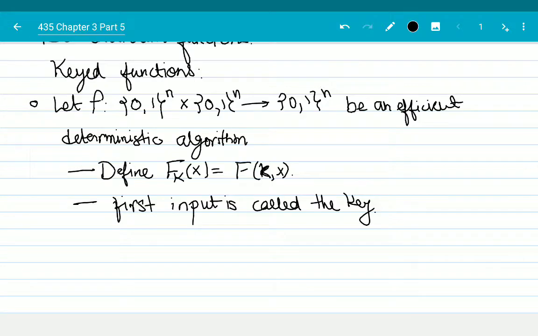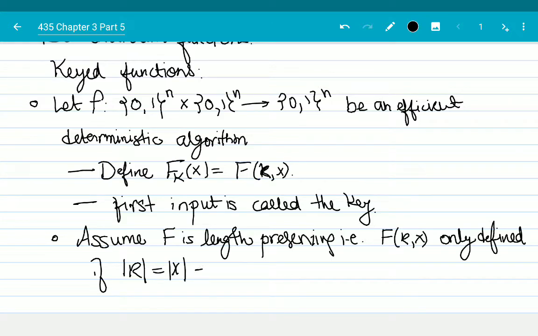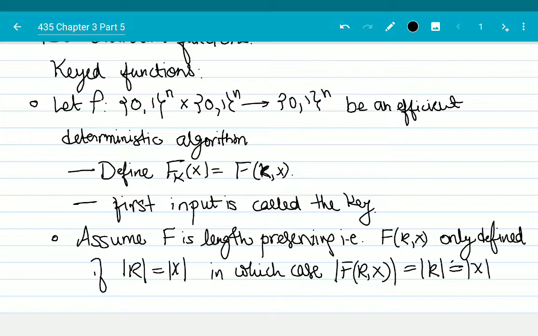Okay. And we had assumed that F is length preserving, i.e. F(k, x) is only defined if the length of k is equal to the length of x, which makes sense because we are taking it from {0,1}^n, {0,1}^n, and in which case the length of F(k, x) is equal to the length of k, is equal to the length of x, is equal to n, right?